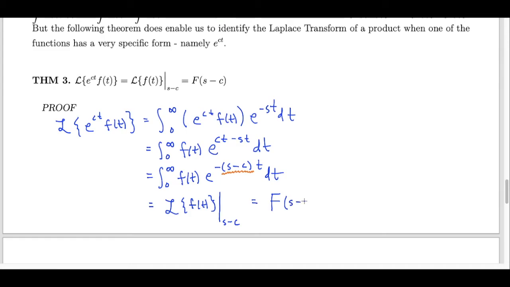As you'll see in the next example, practically speaking, when I encounter an exponential times some other function, I find the transform of that other function, f here, and then whatever coefficient on t exists in the exponent, I just shift my s variable by that. So this is sometimes referred to as a shifting theorem, because in the transform we have shifted by c. So let's put all this together and take a look at one last example.